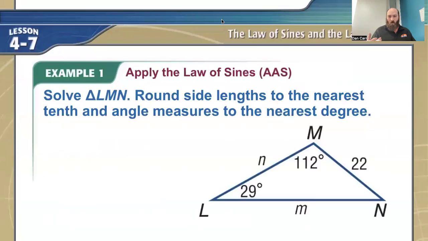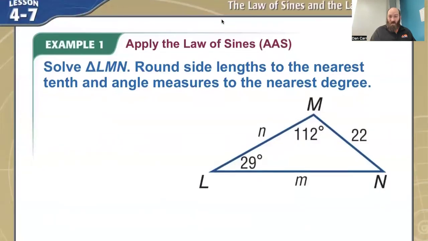Now, here's an example of how we can use that. Here's the key thing. Before you can do law of sines, you have to have an angle-side pair across from each other. I cannot set this problem up if I don't have that, which you'll see when we talk about law of cosines. Okay, so solve triangle LMN, round side lengths to the nearest tenth, and angle measures to the nearest degree.